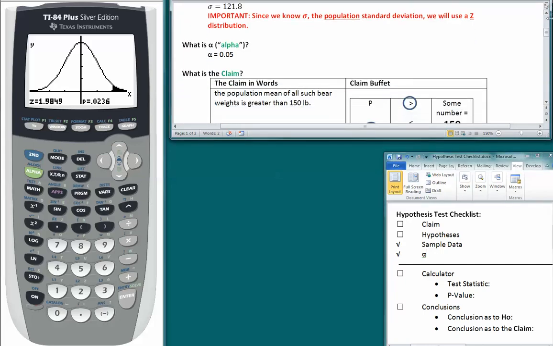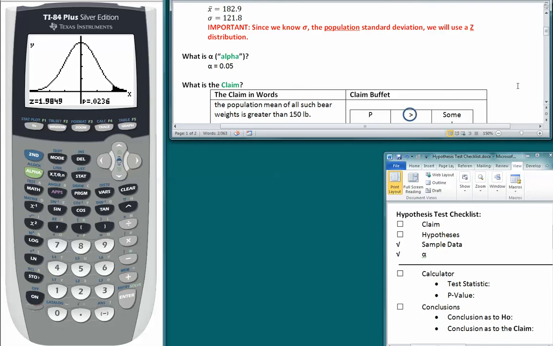Now, what is the claim? We know the claim in words. The claim in words is that the population mean of all such bear weights is greater than 150 pounds. But we cannot put that into the calculator. The calculator doesn't understand English, doesn't know words. So we have to come up with another way to put that claim into the calculator.